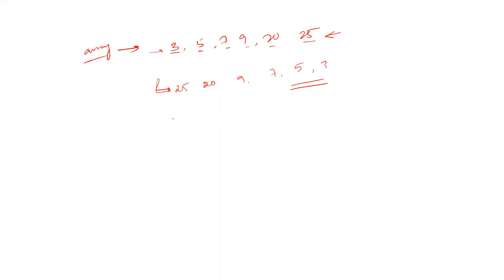Yes, start with the last value. What is the size we have taken? And that last value is n minus 1. What is the size here? 1, 2, 3, 4, 5, 6. So the last index is 5. Start with n minus 1, that is 5, and end with 0. So for that, I'm writing a simple code.